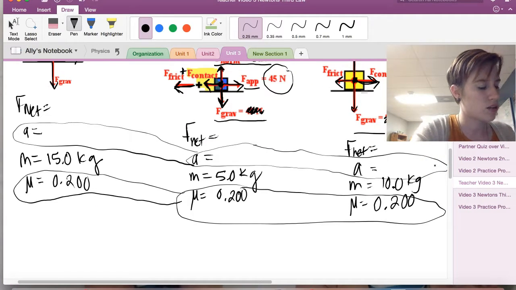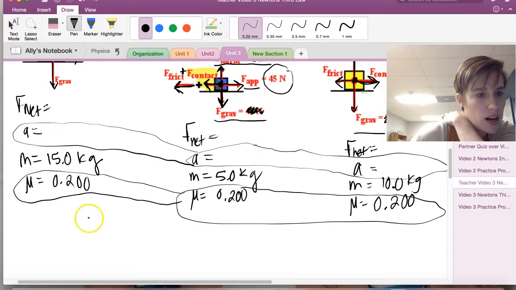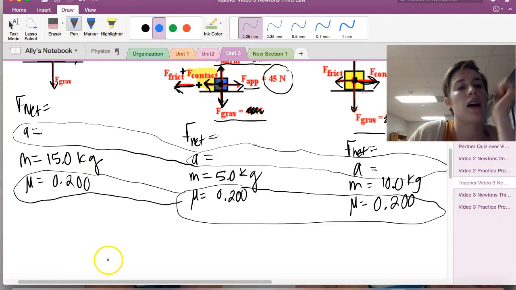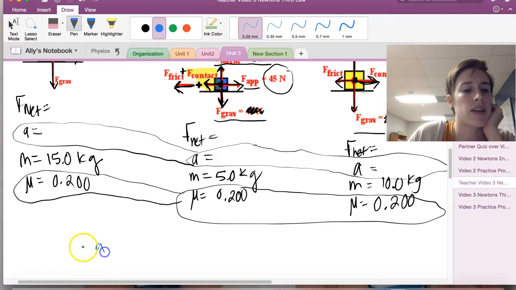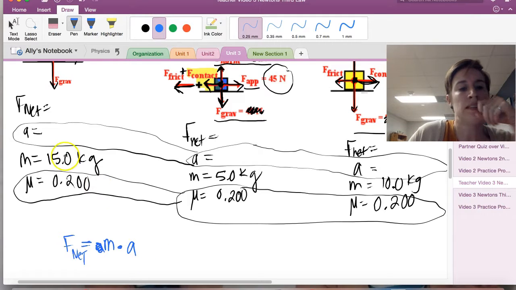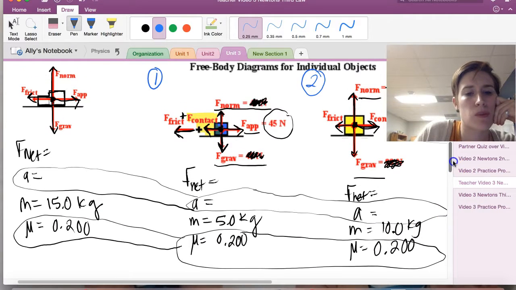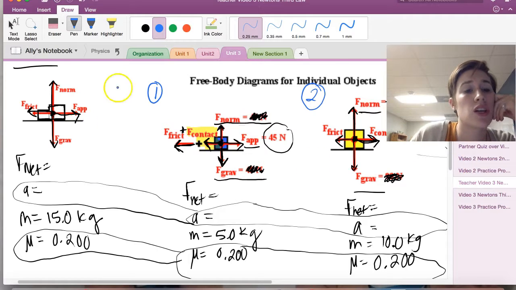So let's walk through this. How can I find, let's say, acceleration? Well, I can find acceleration if I do my net force is my mass times my acceleration. Well, the mass is different for each problem, okay? So if you're trying to find your acceleration from both of your objects, you really could use any of these diagrams to figure it out.